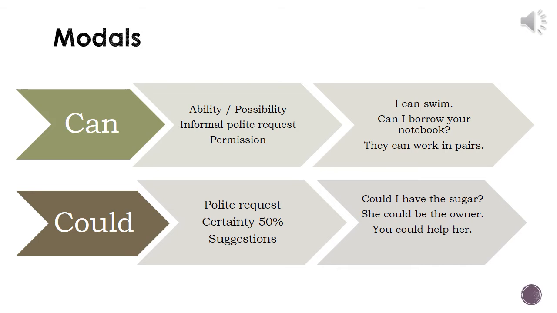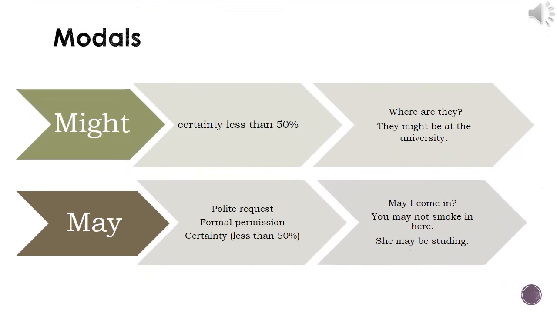Some examples are: could I have the sugar? ¿Puedo tener el azúcar? She could be the owner. Ella podría ser la dueña. You could help her. Usted podría ayudar.